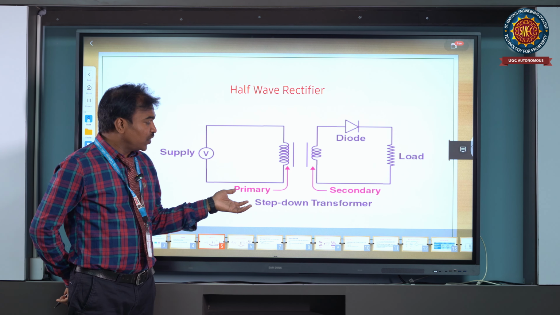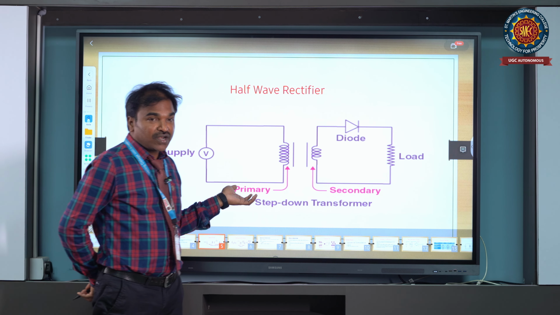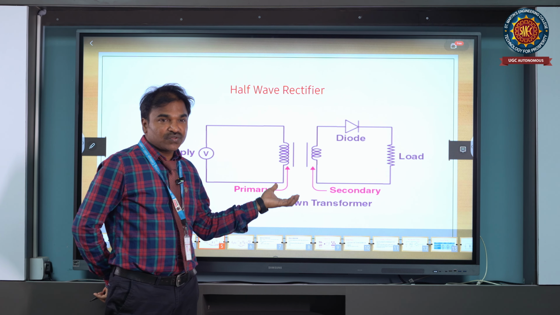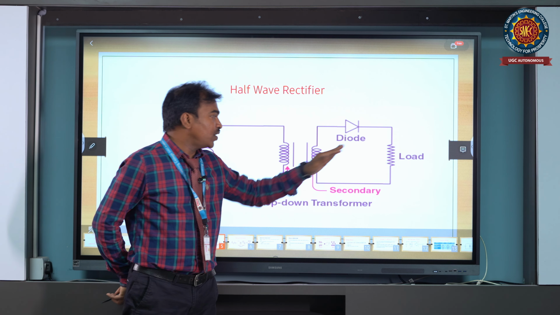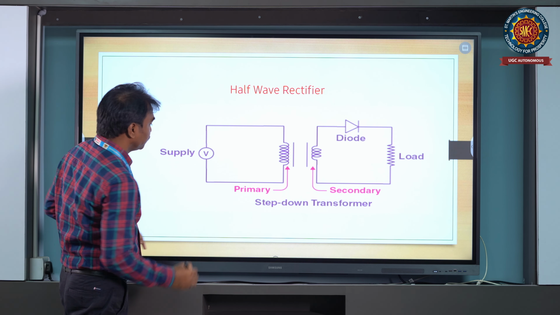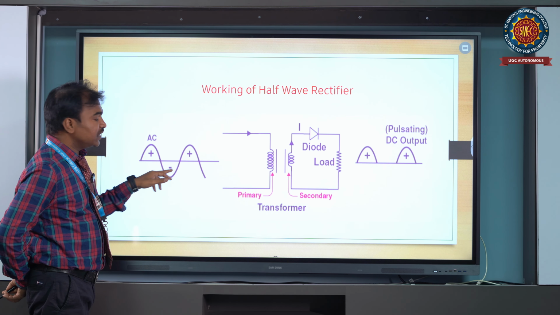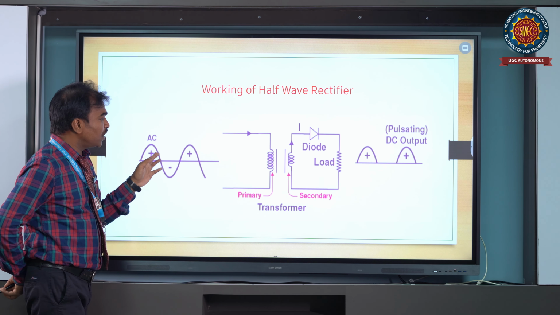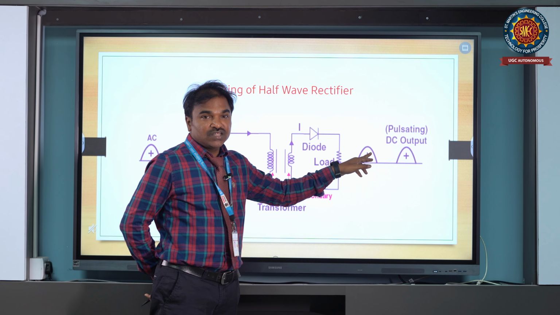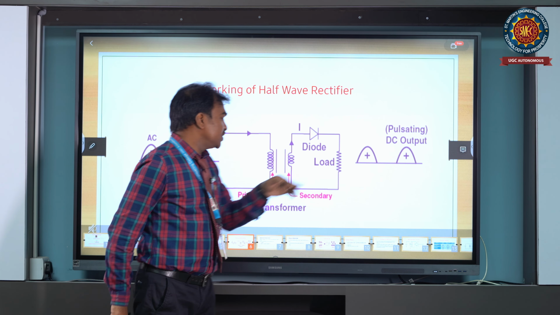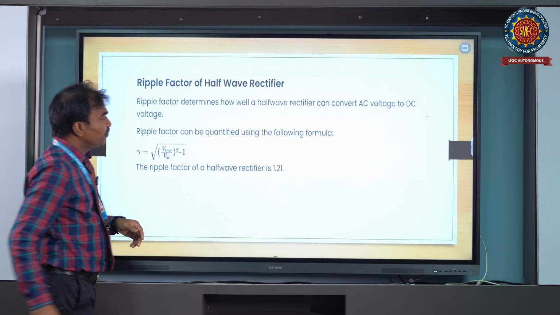Now the same circuit diagram: the primary and secondary of the transformer, a step down transformer, the diode and the load. This is the basic operation with the AC supply. Previously we applied it to this diode, and here this is the pulsating output.